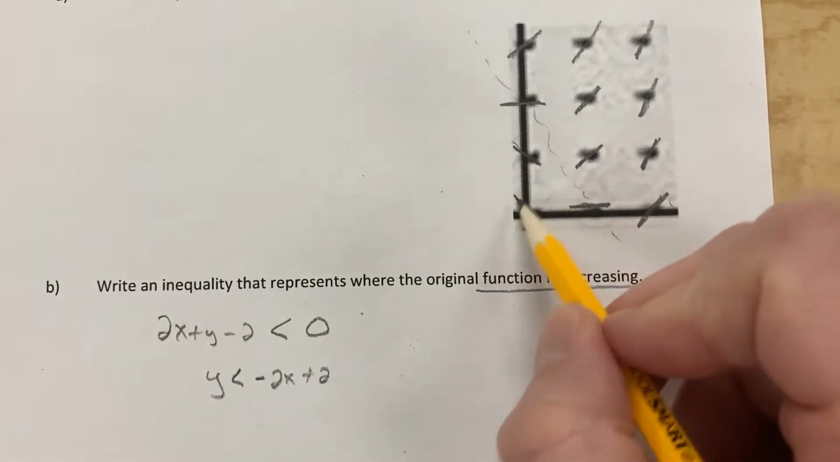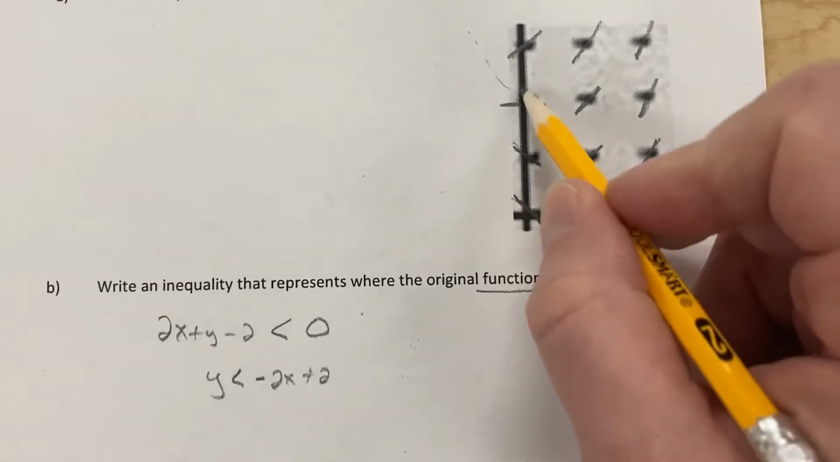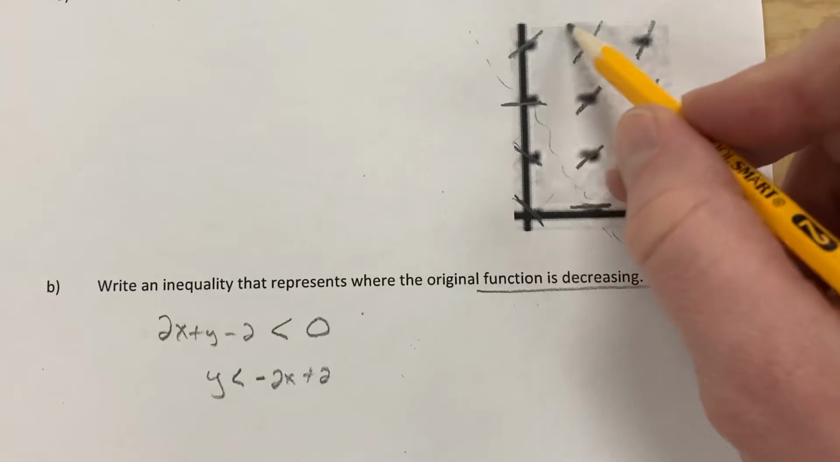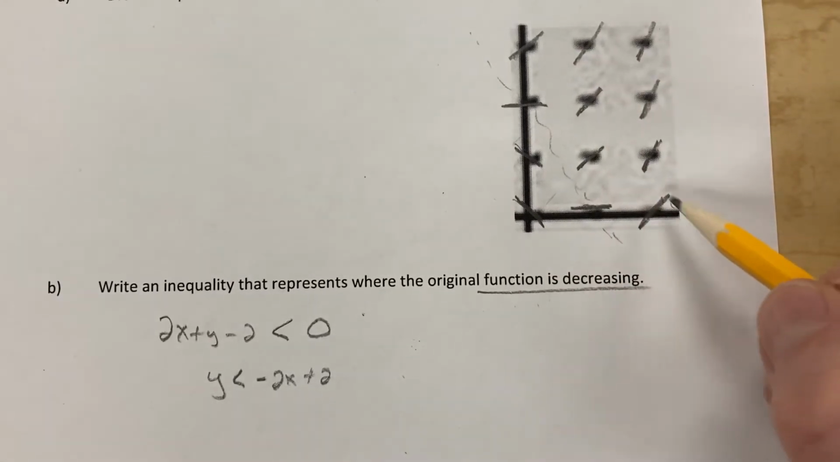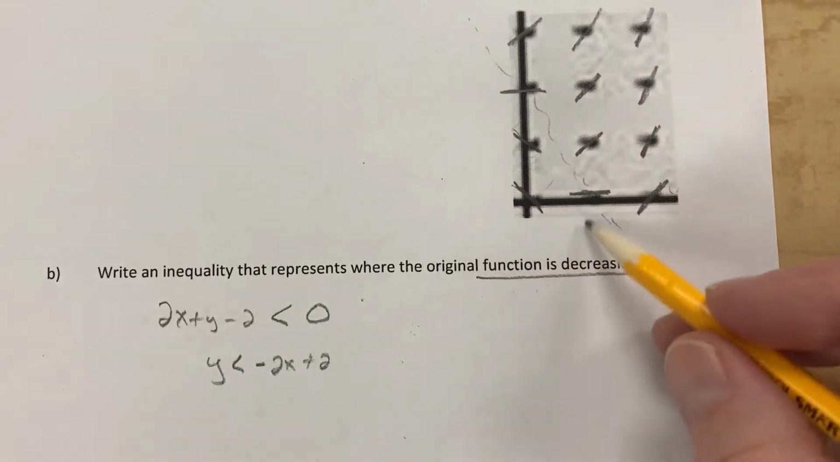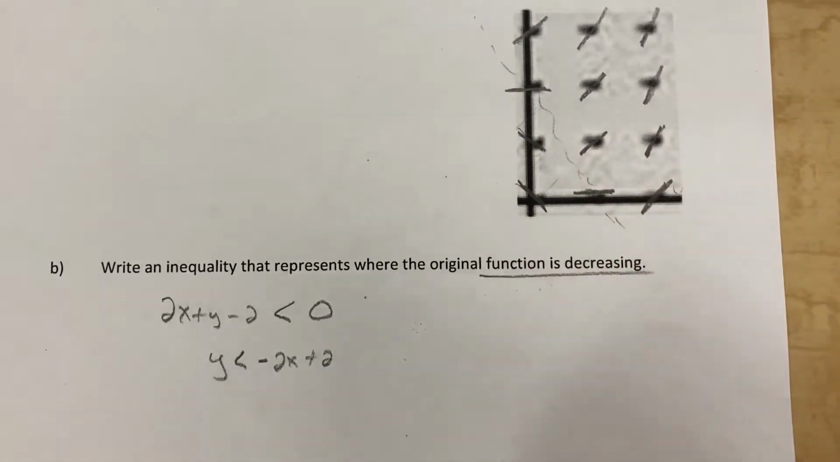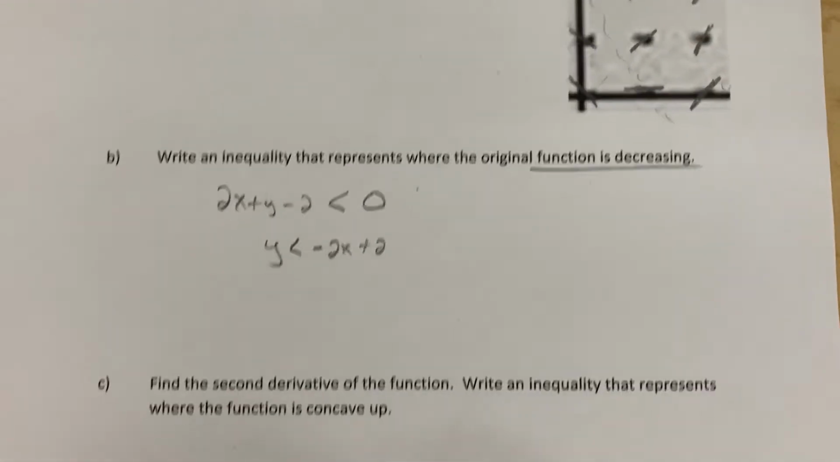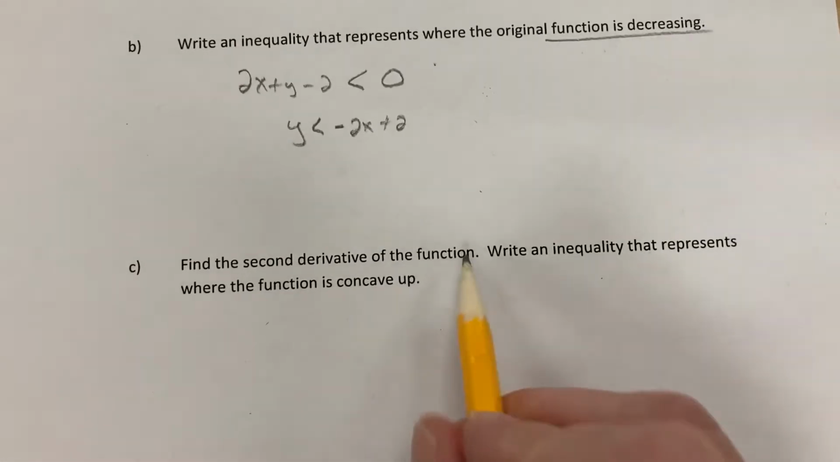So you can start to see where all the negative slopes were under that line, and above that line were all the positive slopes. So this actually kind of goes back to an old algebra technique you would have used where you graphed and shaded, and that actually works out. So now C says find the second derivative of the function.